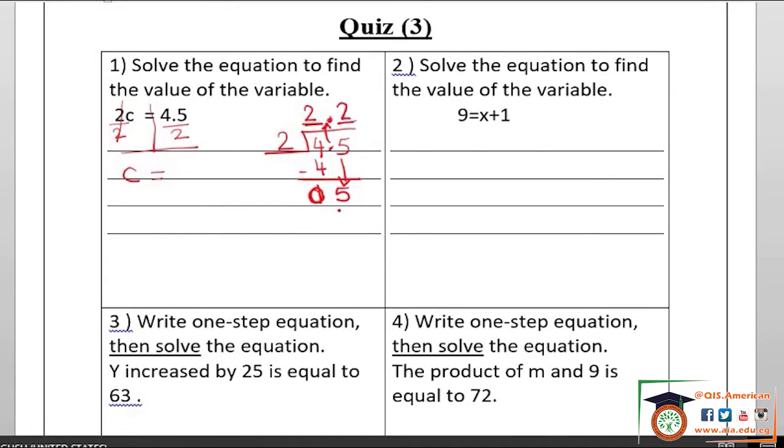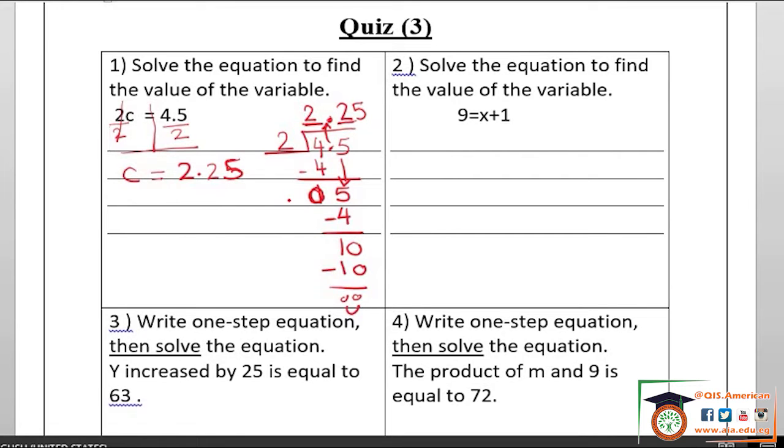5 divided by 2 equals what? Equals 2. 2 times 2 equals 4. Then I'm going to subtract here. 5 minus 4 equals 1. Put a 0. 10 divided by 2 equals what? 5. 5 times 2 equals 10. Subtract, 0, happy ending. So the answer is what? 2.25.